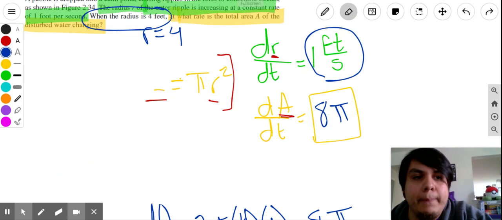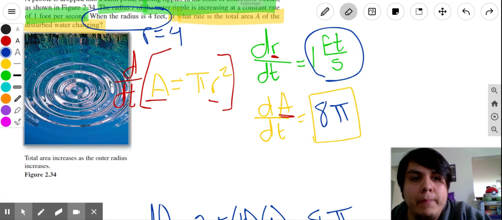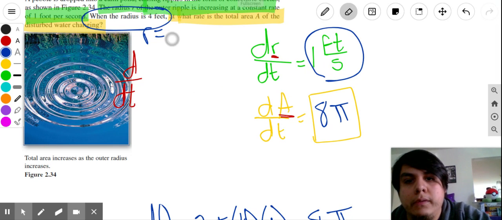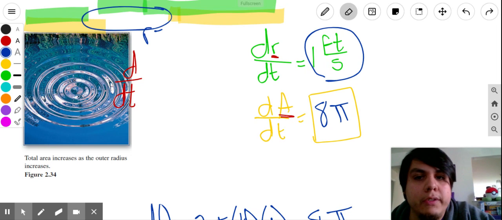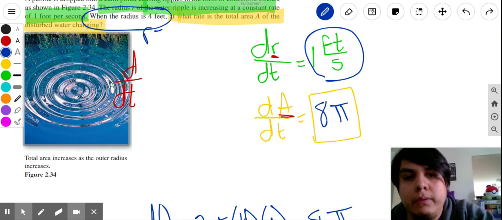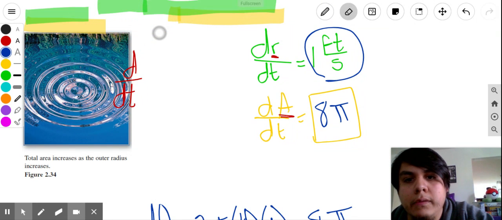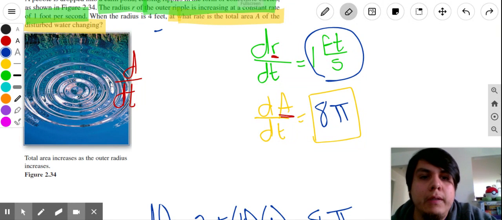Oops, shouldn't have done that. All right. Oh man, this is not erasing very well today. But it's my fault for not being careful. Too bad.